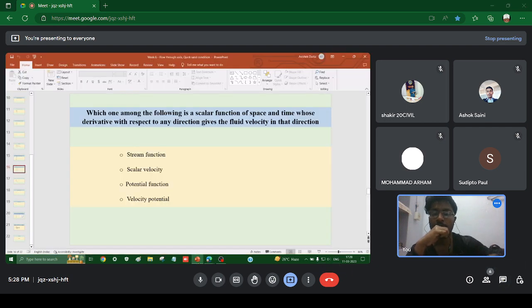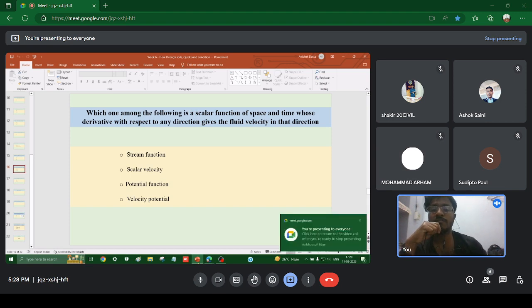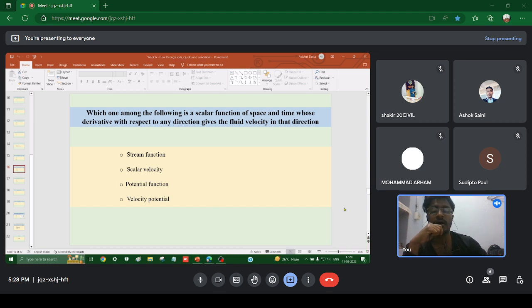So among the following, which is a scalar function of space and time whose derivative with respect to any direction gives the fluid velocity in that direction? The options are stream function, scalar velocity, potential function, velocity potential. Next question.